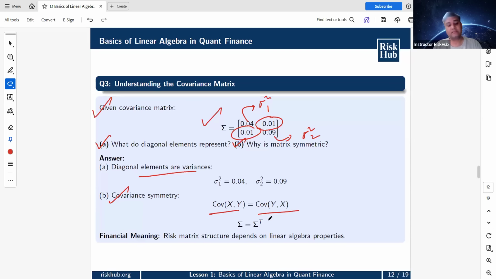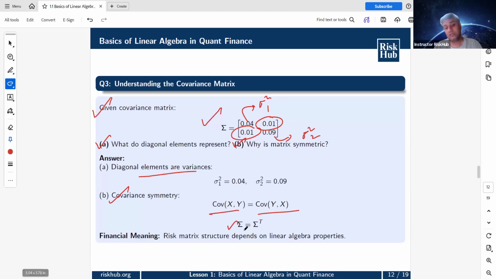And when you look at your part B, which is covariance symmetry, please understand covariance of XY is equal to covariance of YX, right? Therefore, we have this, right? Meaning that the covariance between Reliance and HDFC, let's say, is the same regardless of the order, right? This symmetry property is not just mathematical elegance, but it is critical computationally also, right?